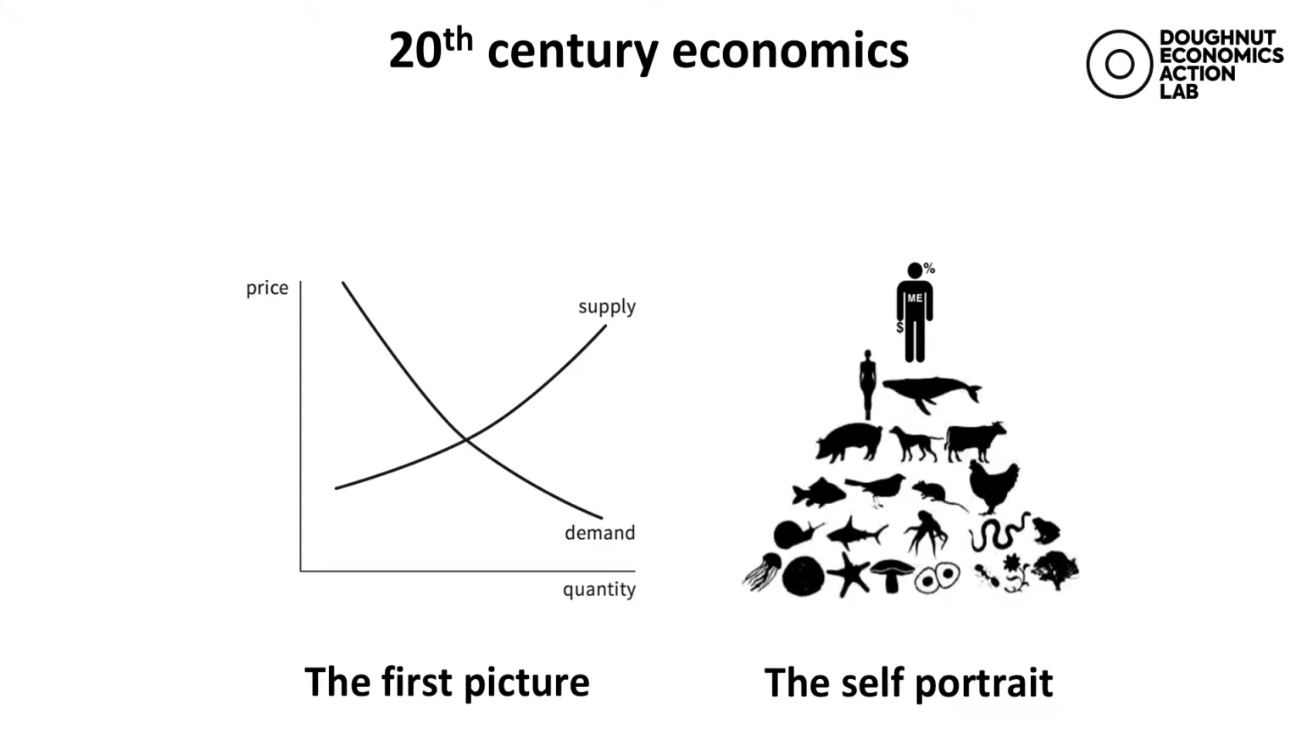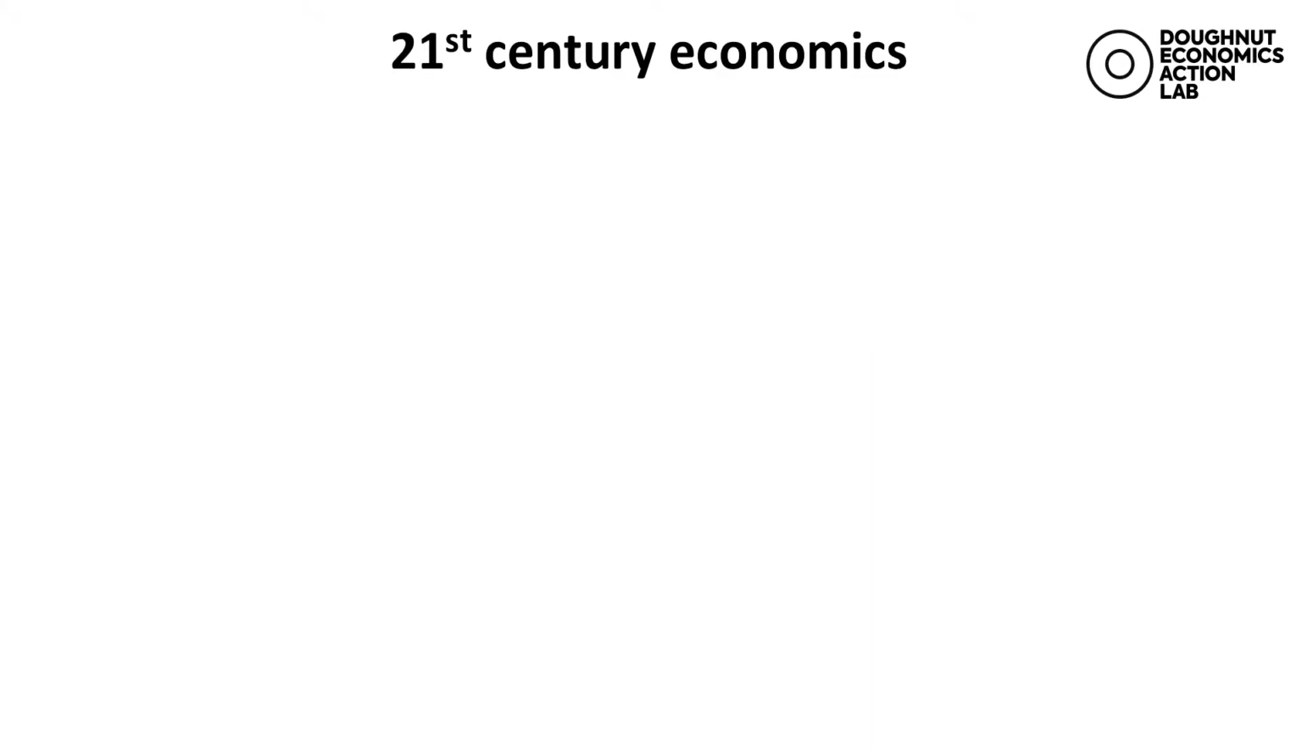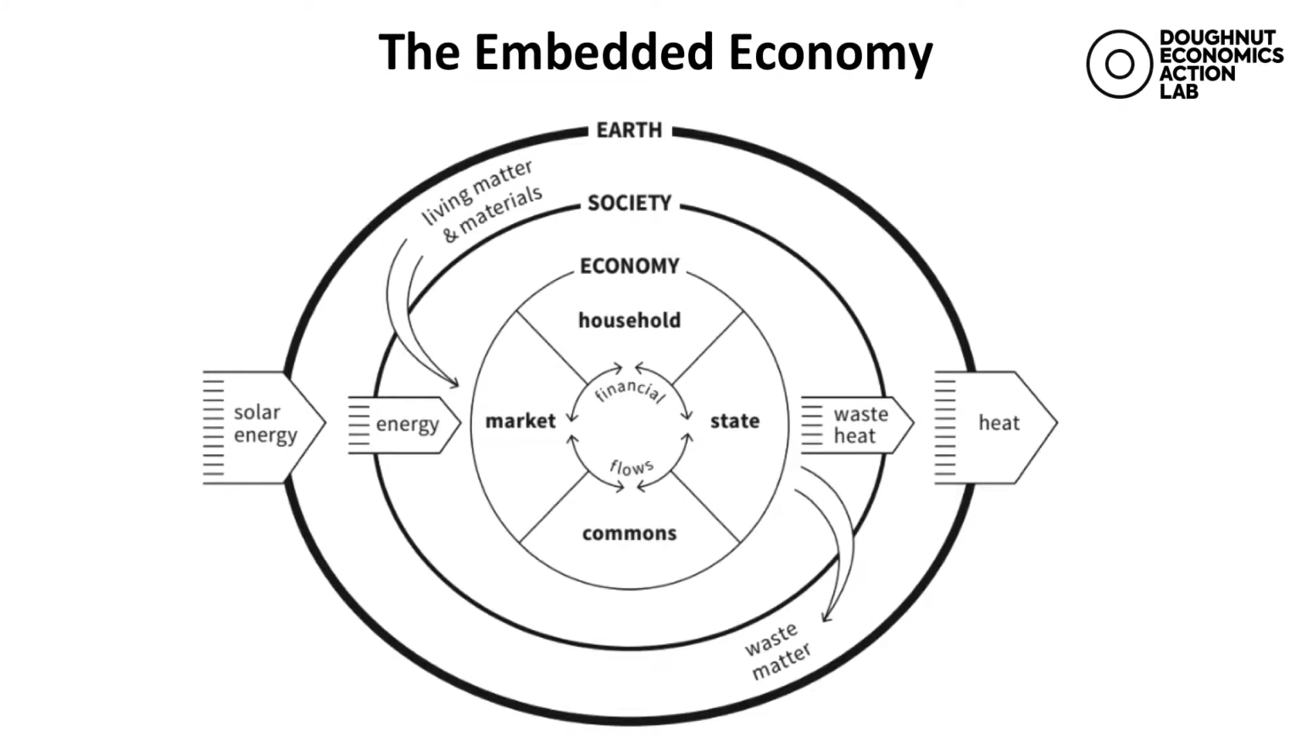Let's start 21st century economics with a far bigger picture: the embedded economy diagram. It shows that the economy is embedded within society and all its social, cultural, and political institutions, because the economy is a social construct made up of social relationships which humanity has created and can recreate. Society, in turn, is embedded in the living world, showing humanity as part of the web of life.